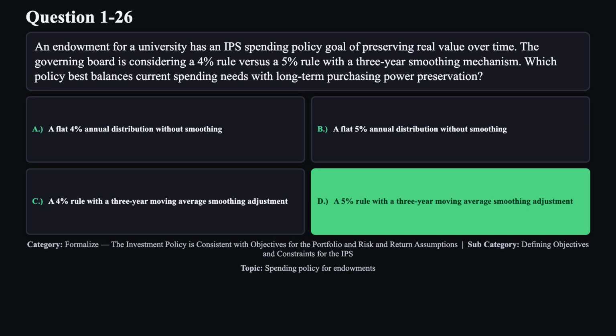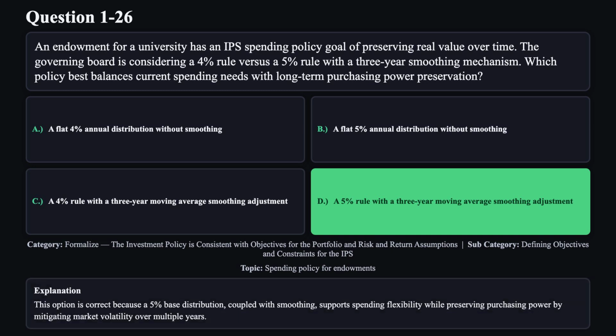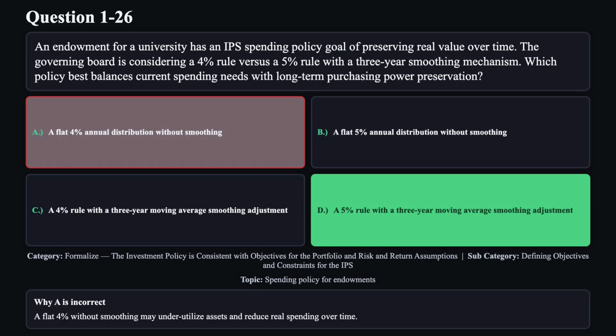The correct answer is D. This option is correct because a 5% base distribution, coupled with smoothing, supports spending flexibility while preserving purchasing power by mitigating market volatility over multiple years. Reason A is not correct. A flat 4% without smoothing may underutilize assets and reduce real spending over time.